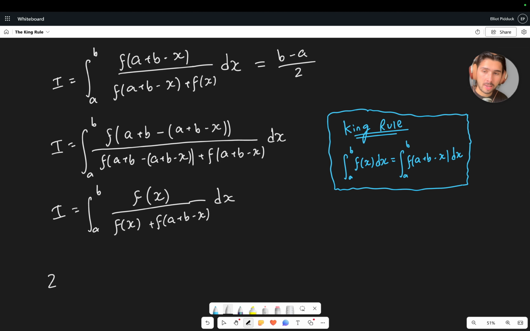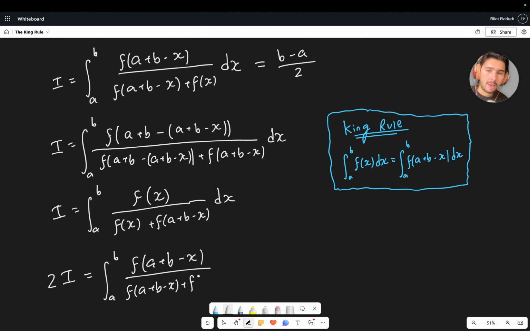So 2I is going to be equal to the integral from a to b of just them added. So f of (a + b - x) divided by f of (a + b - x) plus f of x. And then we're adding the other version, so f of x over f of x plus f of (a + b - x), like that.